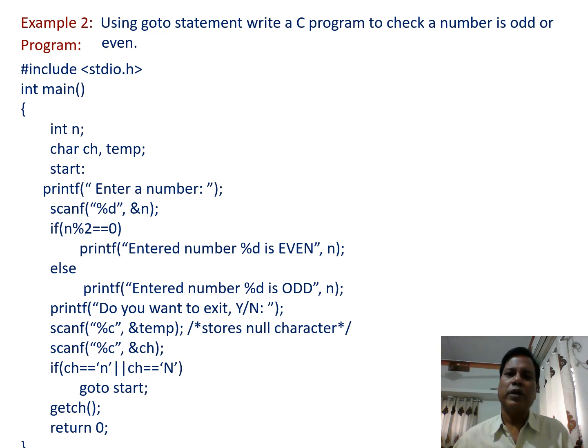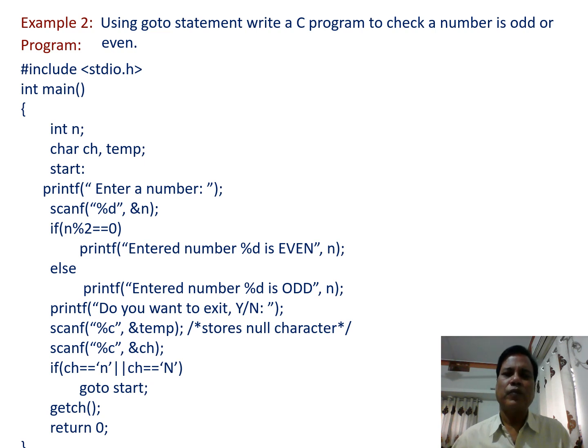When the user enters a number, that is taken in by the scanf function and is stored in the variable n. Next, the if else statement checks whether the number is even or odd by finding the modulo after dividing the number by 2. If the remainder is 0, then it means the entered number is even. Otherwise, the entered number is odd. Then printf: do you want to exit? The user has to give the response yes or no.